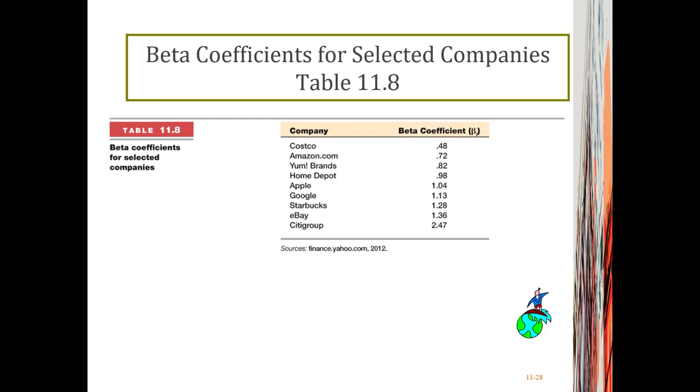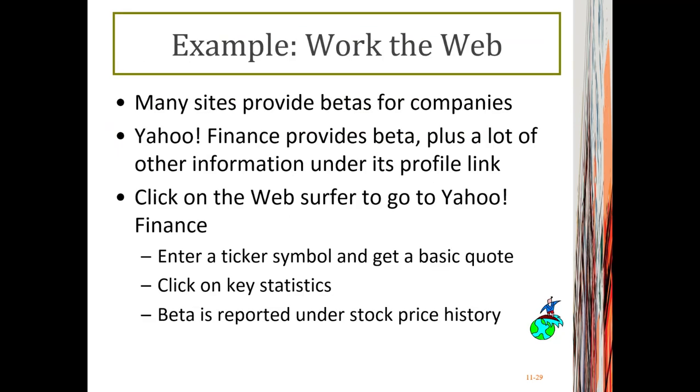And also we found that there are 5 stocks here that are riskier than market average. They are Apple, Google, Starbucks, eBay, and Citigroup. And among all 9 stocks, Citigroup is the most risky one because the beta is the highest one. So higher beta means higher systematic risk, and lower beta means lower systematic risk.